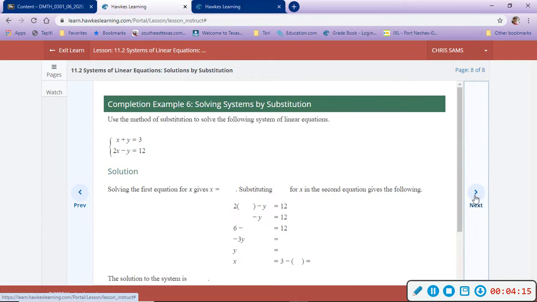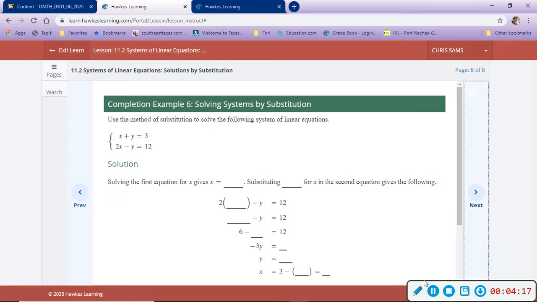Okay, so with that, I'm going to jump into Hawks and start doing some examples for you.